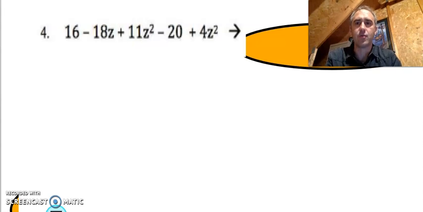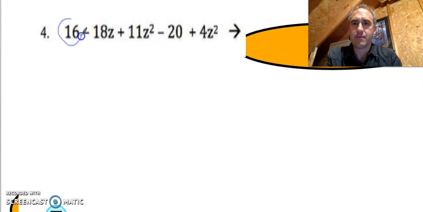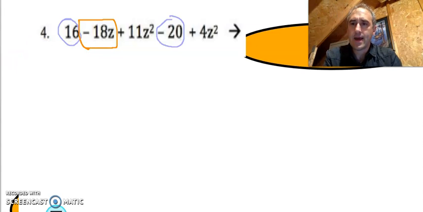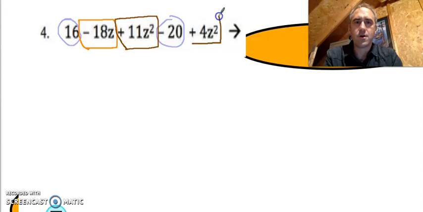So let's identify what is alike. So I have a positive 16. I have a negative or a minus 20. I have a negative 18z. And then I've got z squareds. I have an 11z squared and a 4z squared.